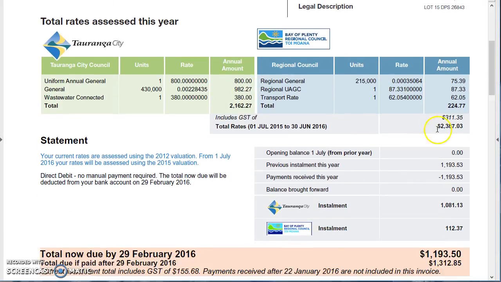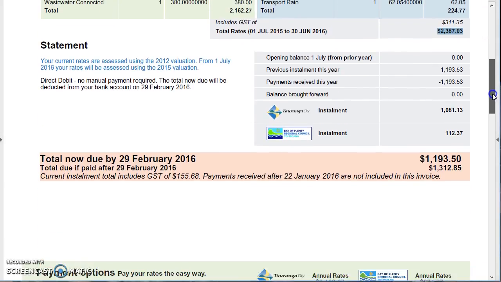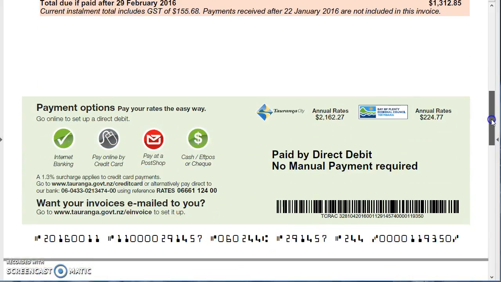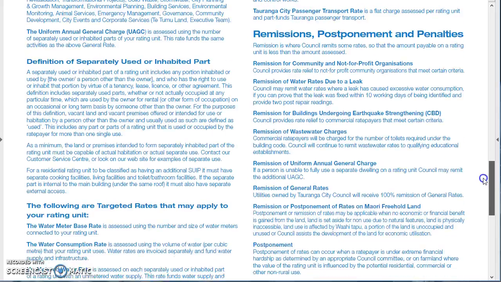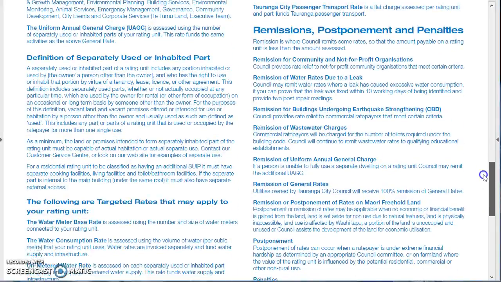Right. The other thing to point out is that these charges all add up to a certain amount, and then that is divided into two payments through the year. So every 6 months you'll chip away at that invoice. Anything else to show you? There's just the totals of how much you're contributing to the Bay of Plenty Regional Council and Tauranga City Council there. And this page here has just got a bit of interesting information.